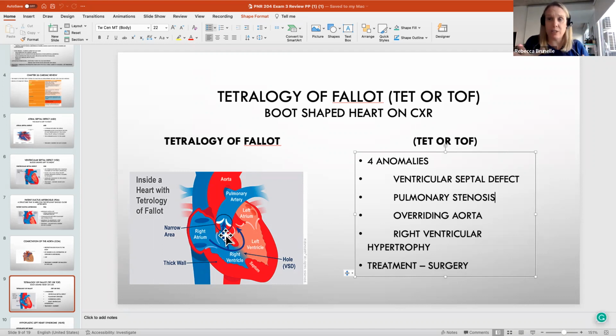So when they have a TET spell, they kind of go limp and blue. The thing that you do as a nurse is you put them on their back and you bend their knees and you push their knees into the chest. So you do need to know that as your priority nursing intervention if somebody has a TET spell.